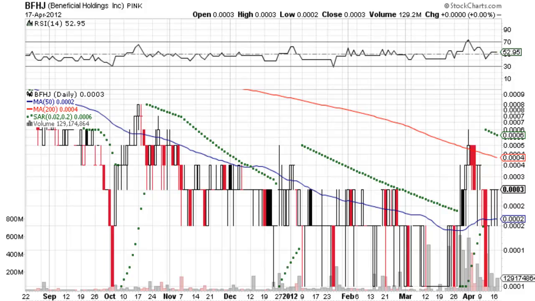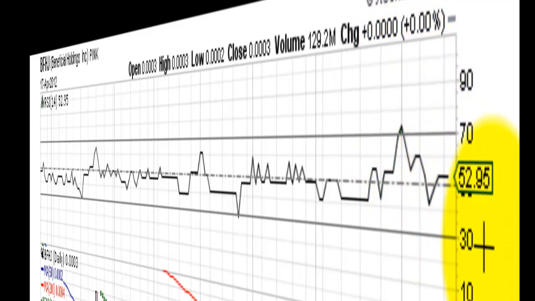This one's catching a lot of buzz, so I'm going to go through this chart and point out the basics and what I see, in my opinion. We're going to start off with today's date, April 17th, 2012. We had an open of 0003, a high of 0003, a low of 0002, and a close of 0003 on a volume of 129.2 million.